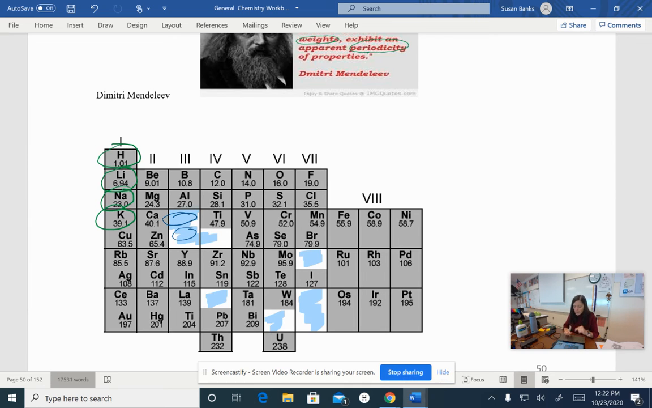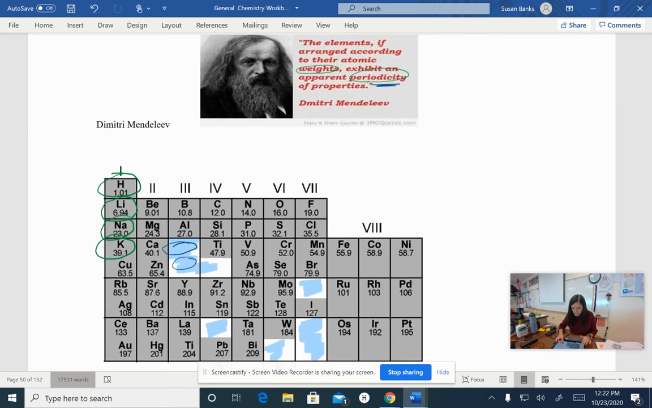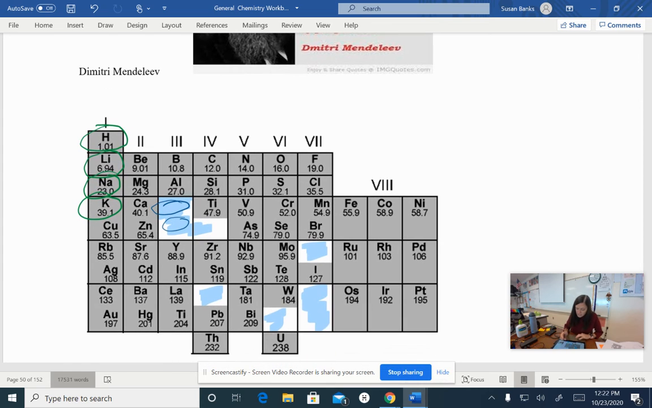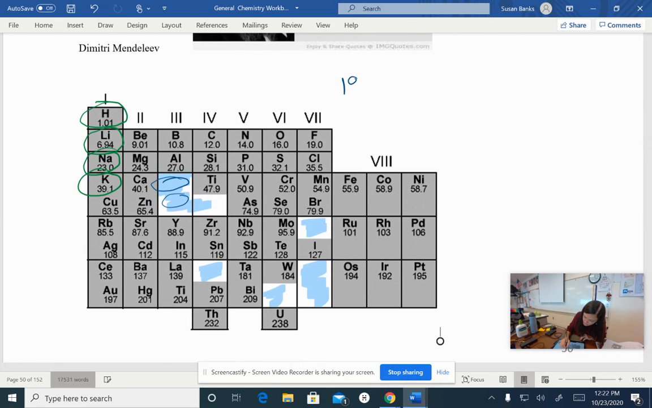So based on where things are in the periodic table, Dmitri Mendeleev could tell you what properties these elements should have just based on this periodicity or the repeating patterns that he saw in the periodic table. Now, there's one more thing that I want you to know about this periodic table. Now, Dmitri Mendeleev published this in 1869. There was another scientist that also published a periodic table the same year, and his name was Lothar Meyer.